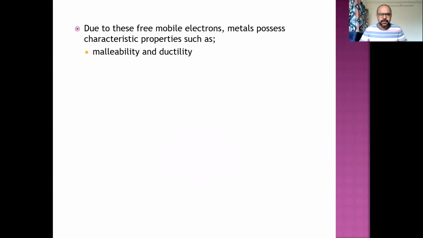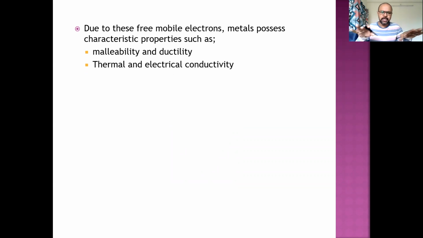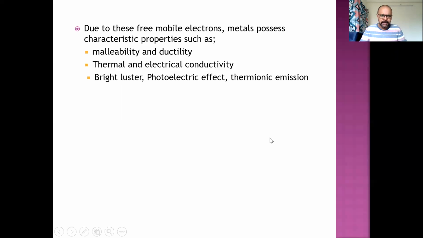Due to these mobile free electrons, metals possess unique, characteristic properties, that is, malleability and ductility. The property by which a substance can be spread like a sheet is malleability. Being drawn into wires is ductility. That property is seen only with metals. You cannot take sodium chloride salt and draw it into a sheet or a wire. It's not possible. So thermal conductors and electrical conductors, that's because of free electrons.